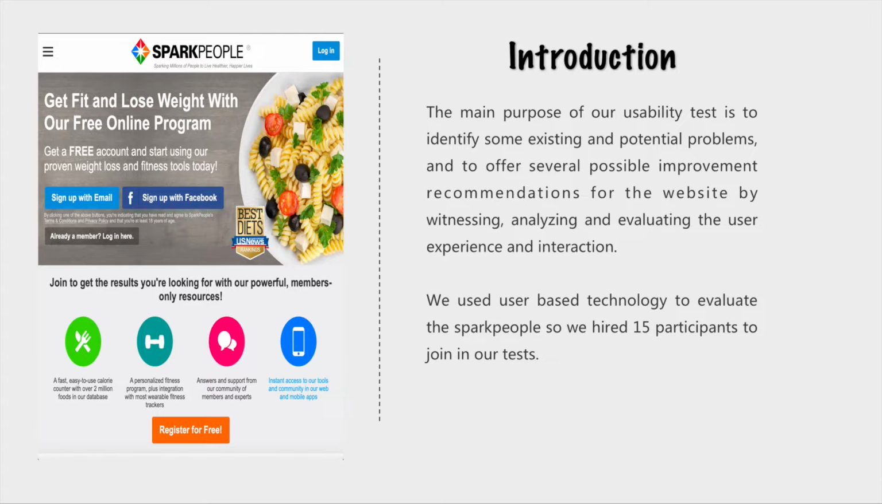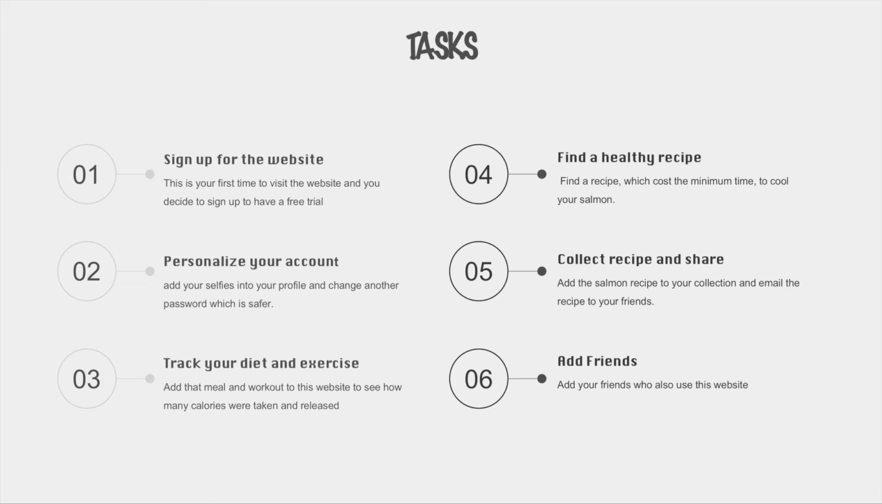We used user-based technology to evaluate Spark People, so we held 15 participants to join in our test. Our group defined 6 tasks in total, with different difficulty. The 6 tasks can explore almost all the main functions of the website, so we believe that these 6 tasks can provide distinct views of our findings.